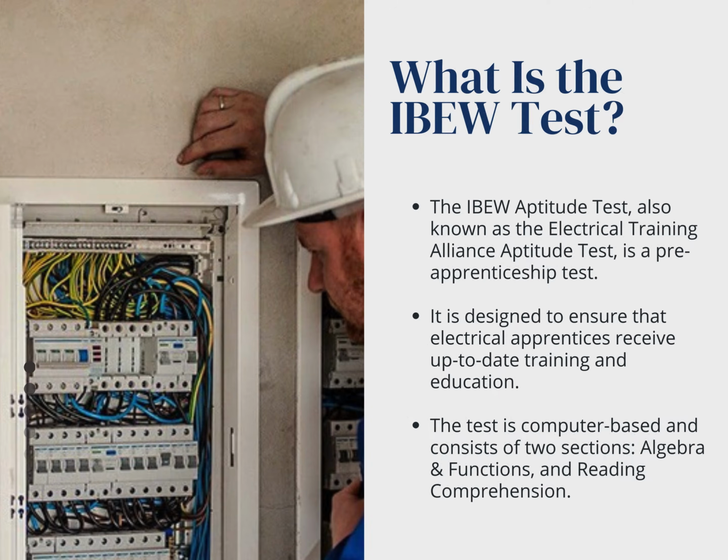So, what exactly is the IBEW Aptitude Test? Formerly known as the NJATC Aptitude Test, and now referred to as the Electrical Training Alliance Aptitude Test, this assessment is a vital step in your journey. The test consists of two main sections: algebra and functions, and reading comprehension, each designed to evaluate your mathematical and verbal skills, critical for a successful career in electrical work.